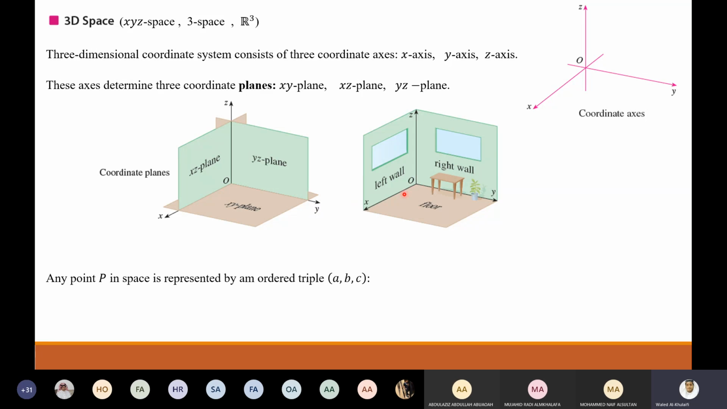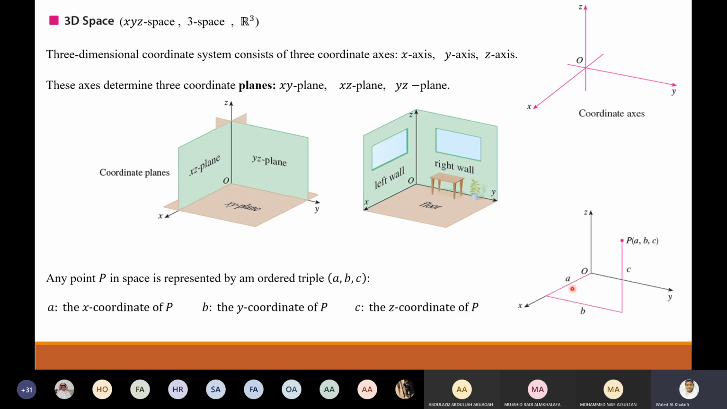Now, if you have a point in this 3-dimensional space and you want to give its location, it will be represented by an ordered triple (a, b, c). You remember in 2-dimensional space, any point is represented by 2 numbers, a pair x and y, and we know how to locate it. In 3-dimensional space, we need 3 numbers. a is the x coordinate of the point P, b is the y coordinate of P, and c is the z coordinate of P. This is how we locate it.